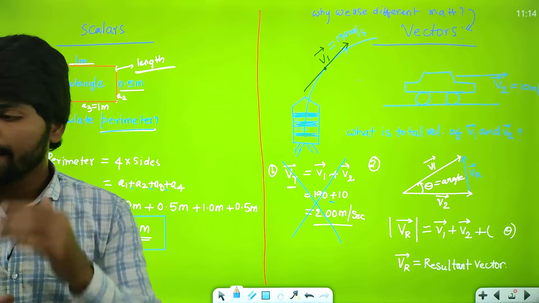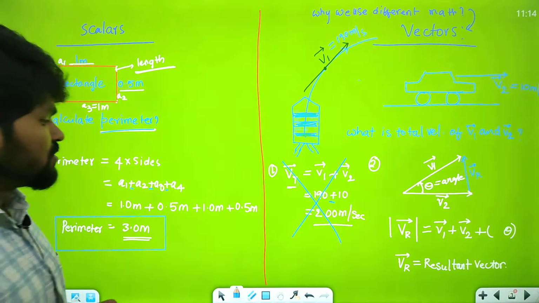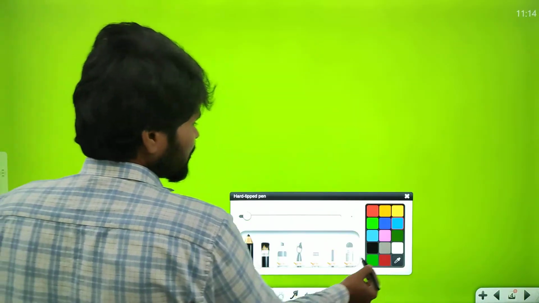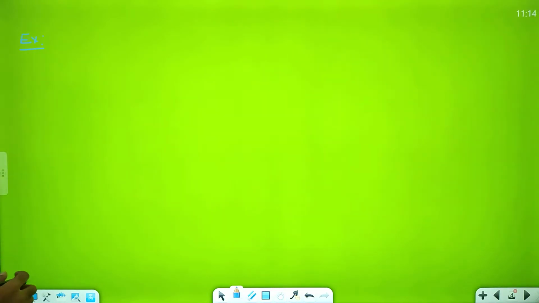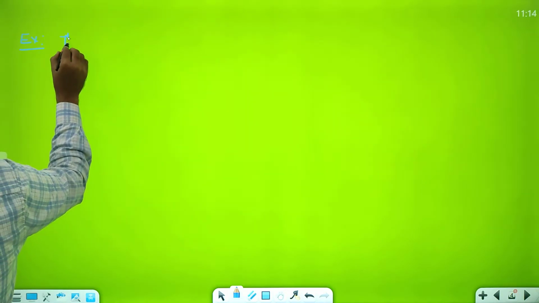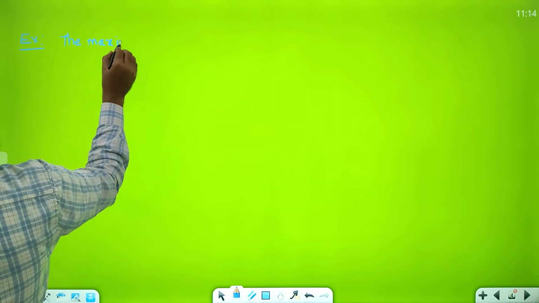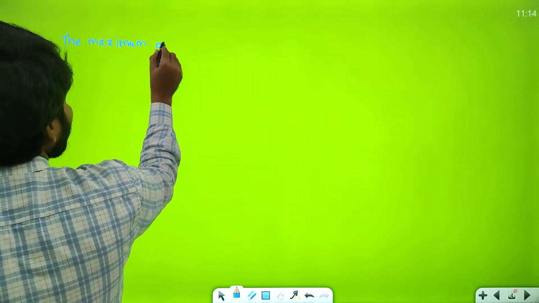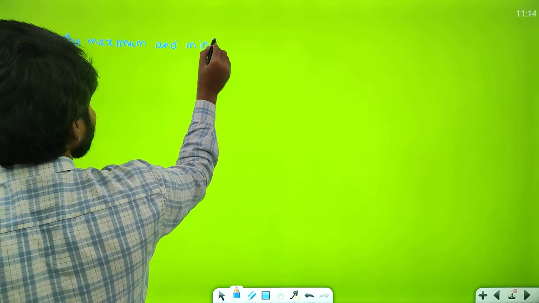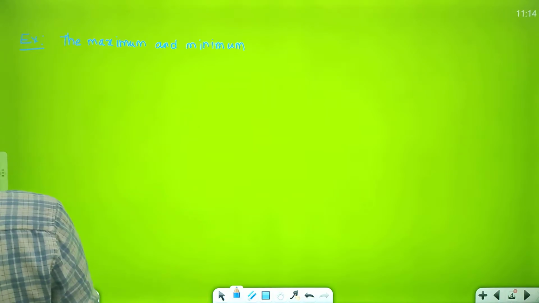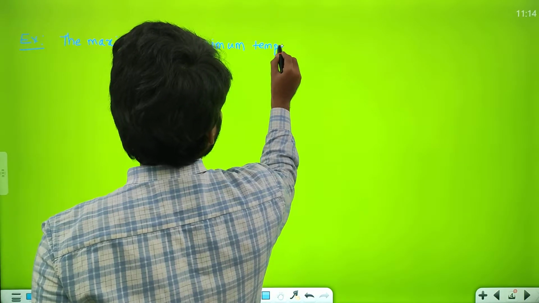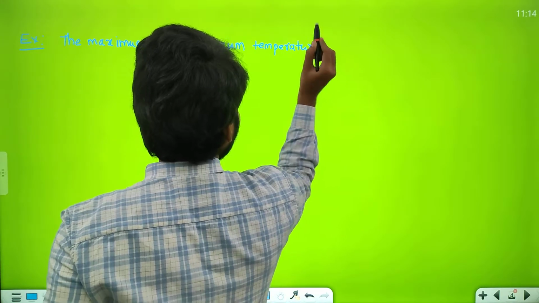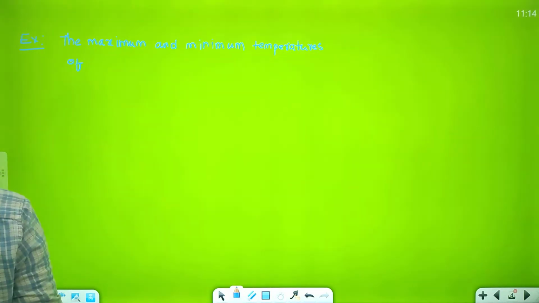Let's take a small example. This is the end of the class, so take one last example. Write down the maximum and minimum temperatures of a particular day.